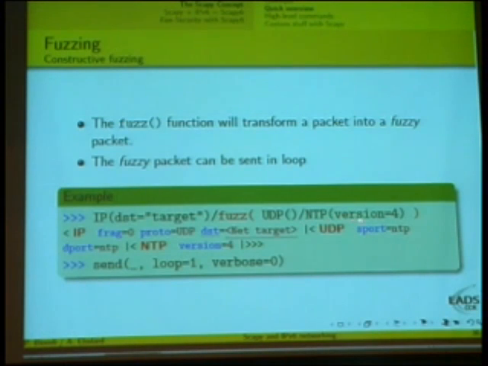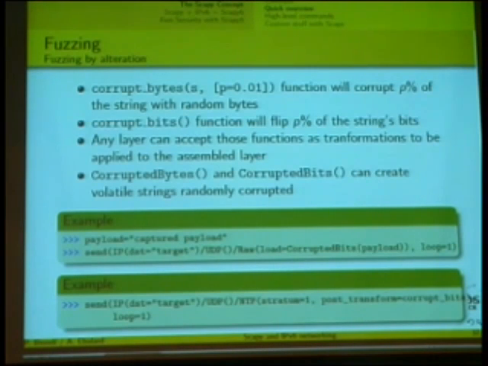Here the version should have been randomized, but we forced it to be 4. And on the contrary, we could have forced the UDP checksum to be random there, but we did not specify anything, so it will be calculated. And then you can send your packet in a loop, and it will fuzz the NTP layer. This was constructive fuzzing. We can also use fuzzing by iterating something. So we will use the corrupt_bytes or corrupt_bits function that will be able to corrupt a given percentage of a string.